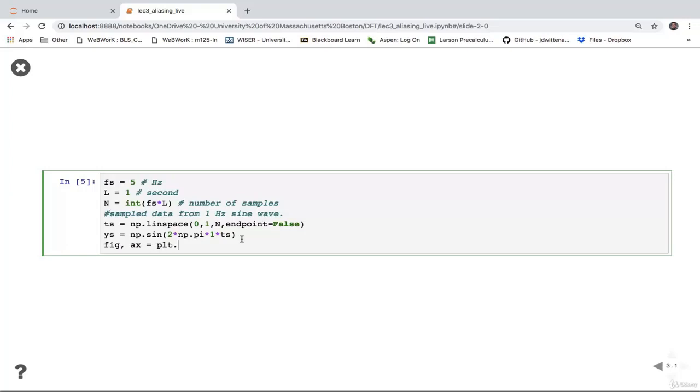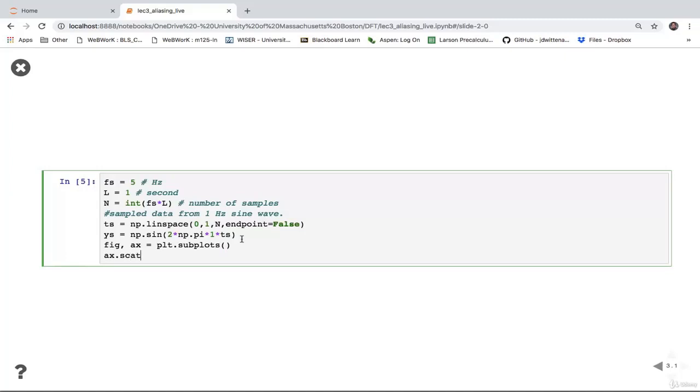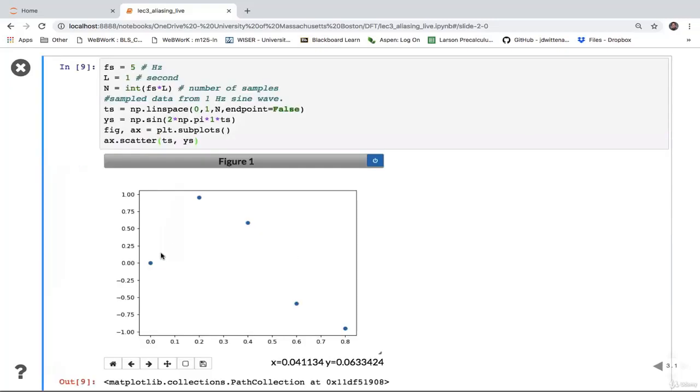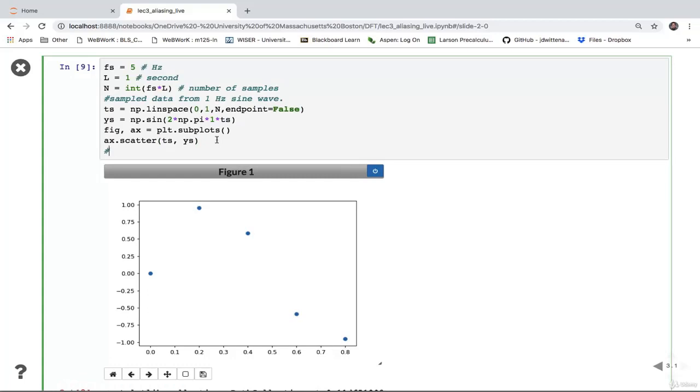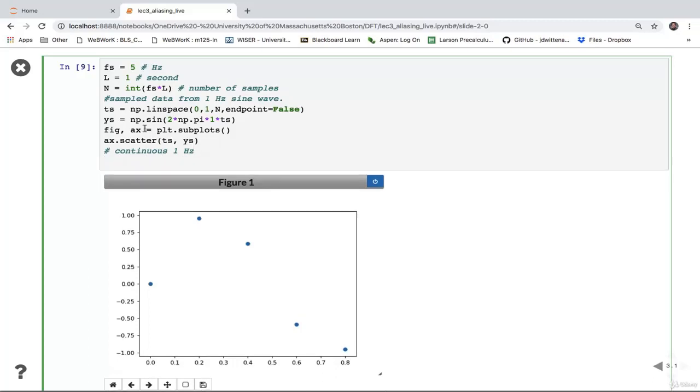So again, plt.subplots. I'm going to do a scatter plot of this, TS versus YS. So notice we're sampling from the sine function, and we're taking these 5 samples here. Okay, so here it is. So again, we don't know the original function. But the problem is that there are many functions from which this can come. And so let's see one example of this. Let's do a continuous original function that has 1 Hertz. So this is the one that actually matches up with what we want.